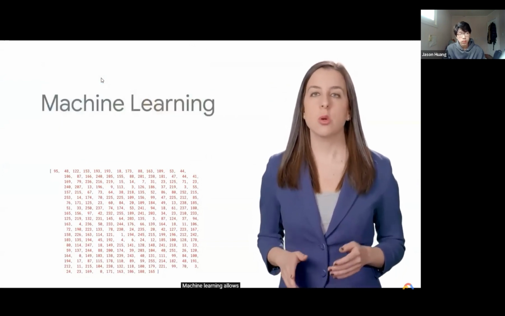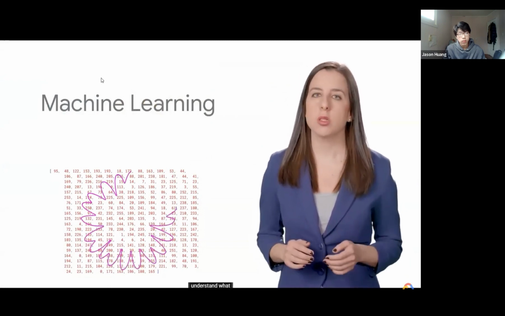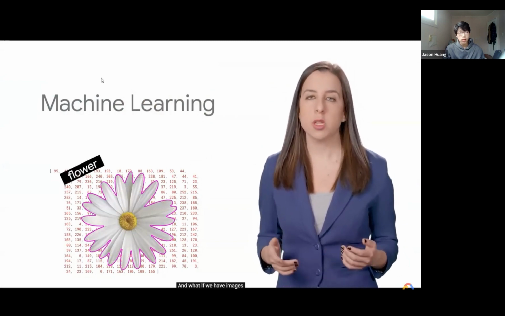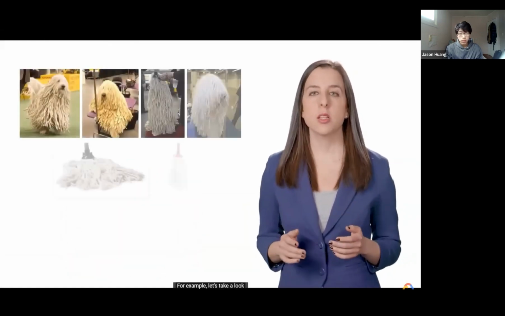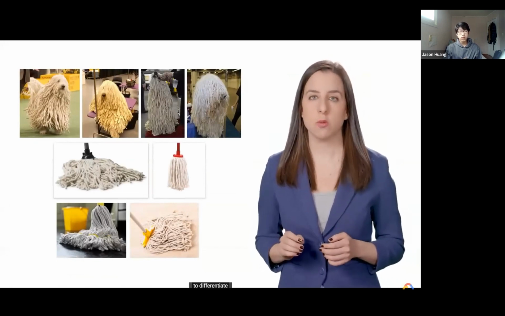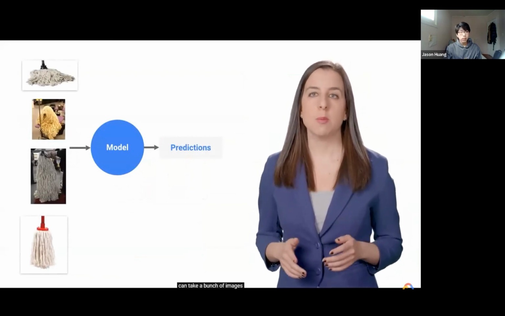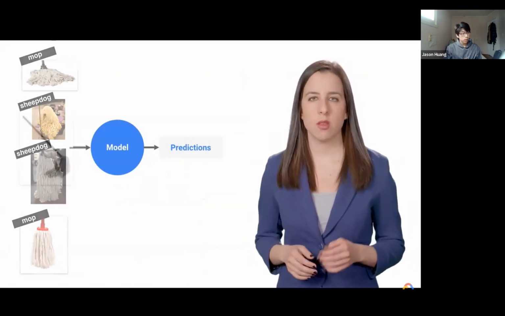And to make this work, we use an algorithm very similar to how the human brain operates, using machine learning. Machine learning allows us to effectively train the context for a dataset, so that an algorithm can understand what all those numbers in a specific organization actually represent. And what if we have images that are difficult for a human to classify? Can machine learning achieve better accuracy? For example, let's take a look at these images of sheepdogs and mops, where it's pretty hard even for us to differentiate between the two. With the machine learning model, we can take a bunch of images of sheepdogs and mops, and as long as we feed it enough data, it will eventually be able to properly tell the difference between the two.